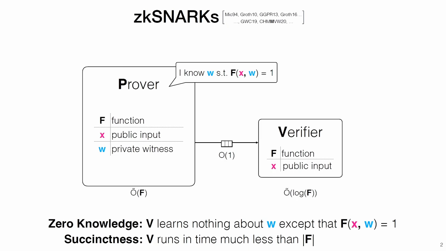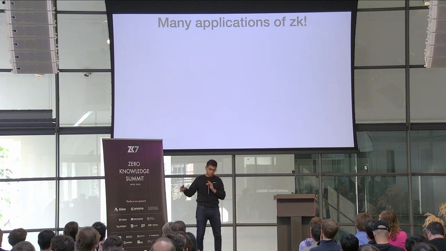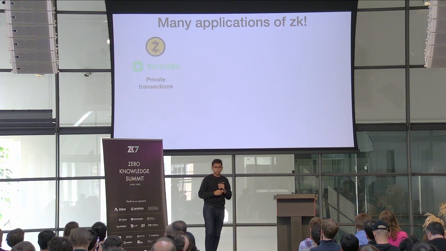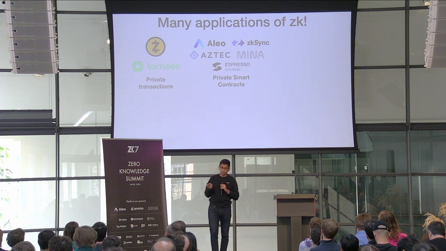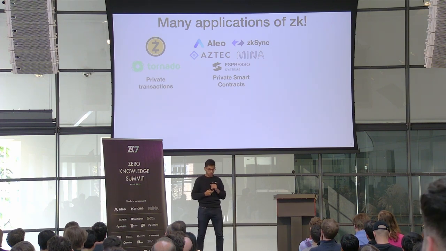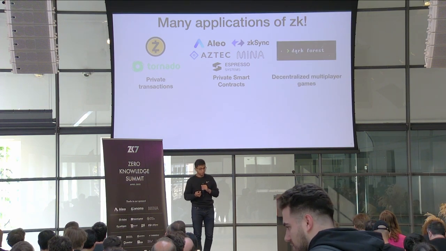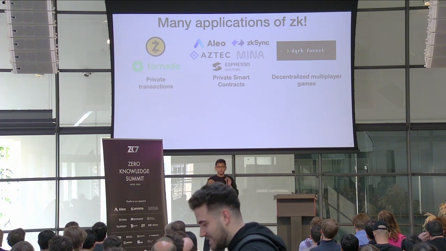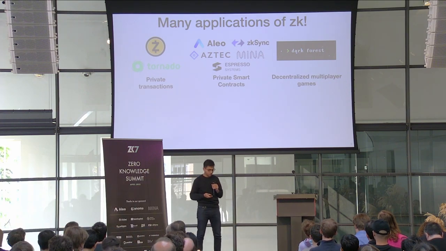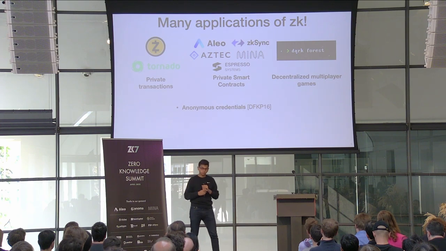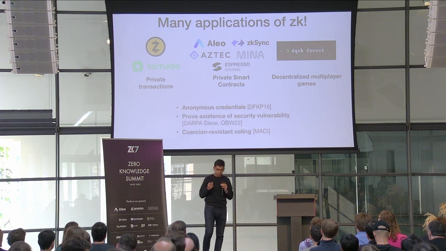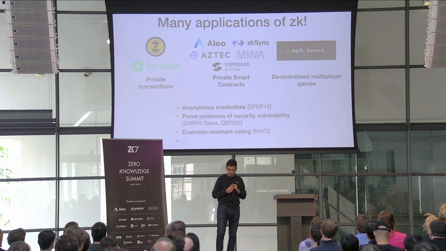There are many applications of zkSNARKs, in particular the ZK part, leaving aside the succinctness. You have things like private transactions, private smart contracts, some of which people talked about just a minute ago. Things like decentralized hidden information multiplayer games, and many more. So there's a lot of cool things you can do with these zkSNARKs.